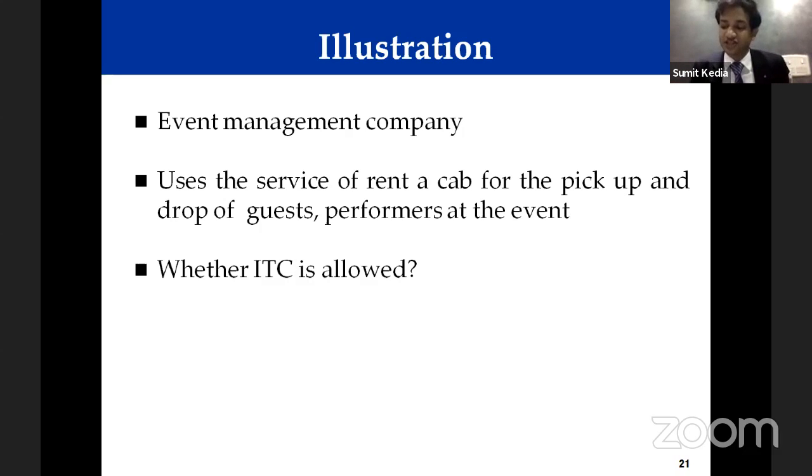One question is raised whether ITC will be allowed in case of health insurance if it is mandated by any law in force. Yes, sir, I will come to your point in just a few minutes. I will come to your point.